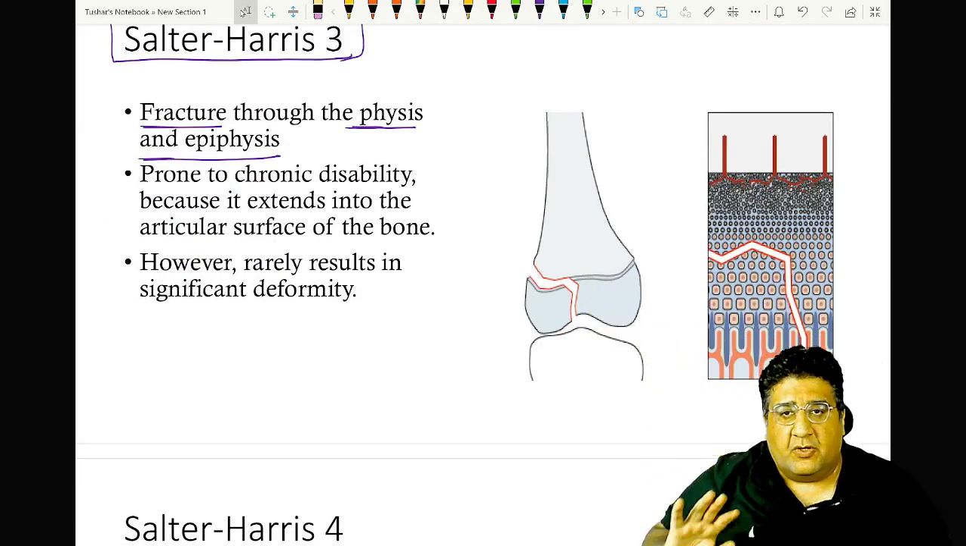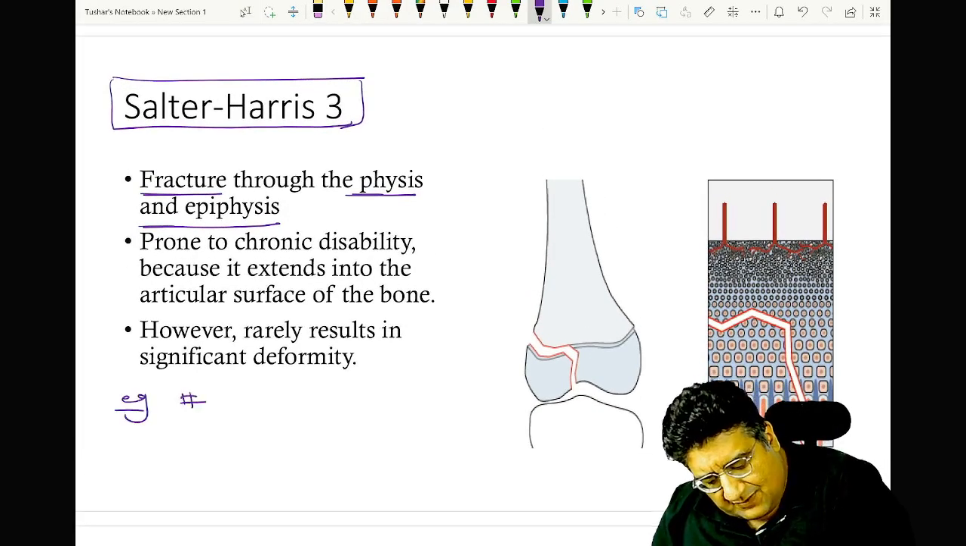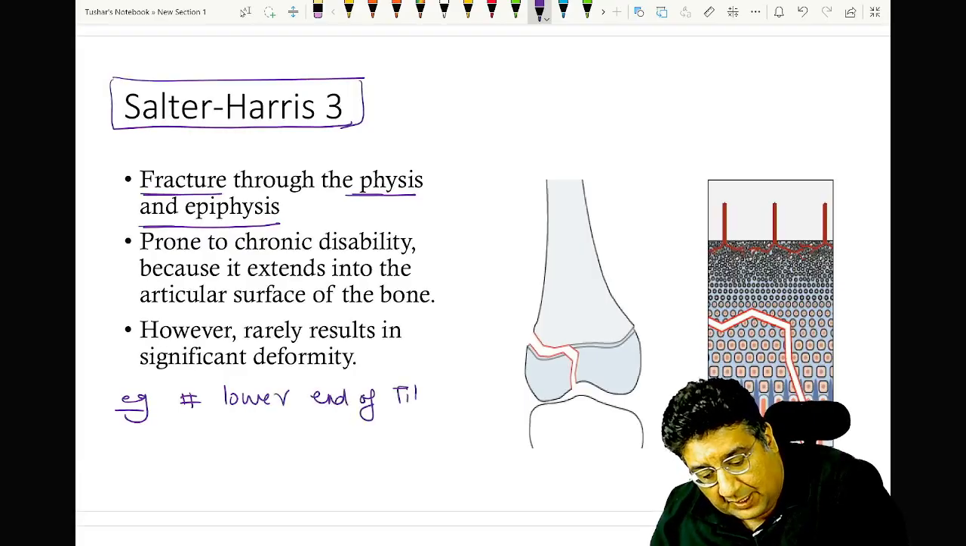All right. I'm sure you all can see. Now, if you really want a classical example from me, I can give it to you. Fracture of the lower end of the tibia.